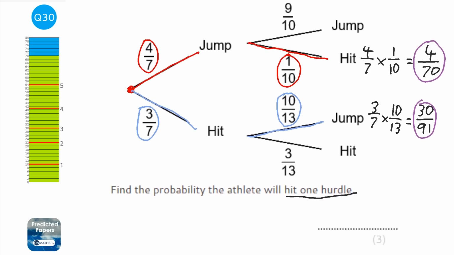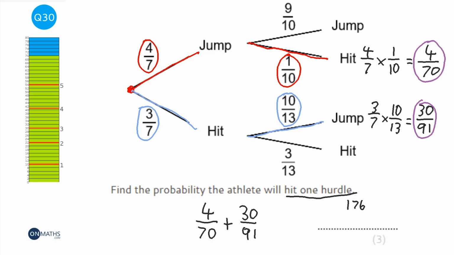The word or in probability means add. So he's either going to hit the second one, or, which in probability is add, hit the first one. So on the calculator, because this is a calculator question, it'd be 4 over 70 plus 30 over 91. So that's going to be 176 over 455, and let the calculator do the hard work there.